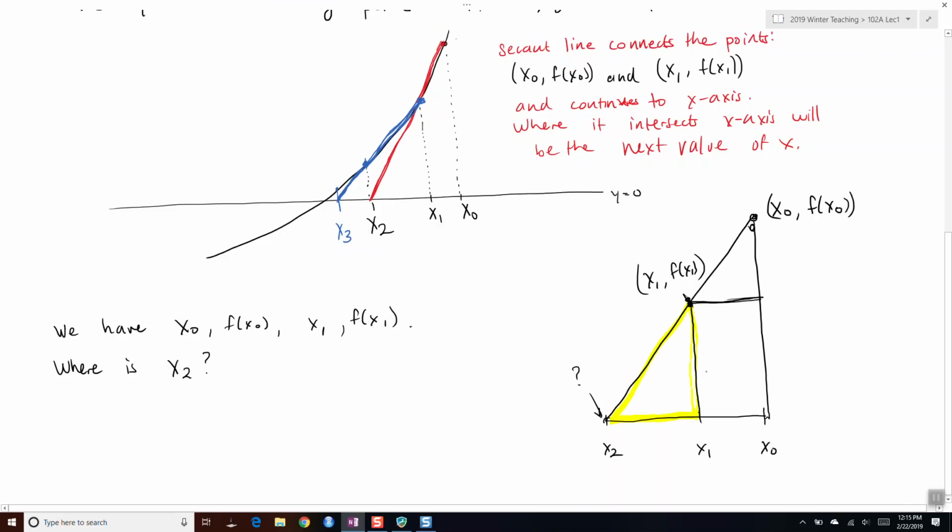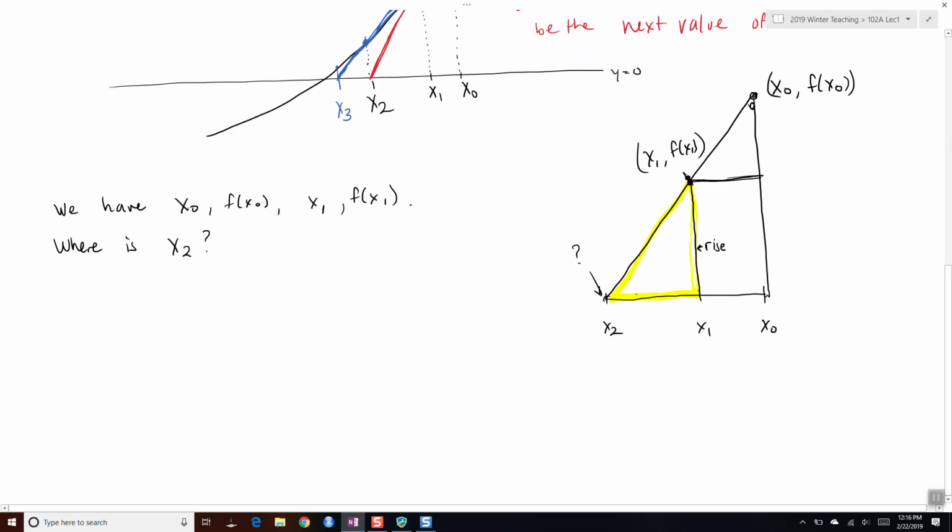And we're going to say this is the rise, this leg here. This will be our run. And so we have x2 is equal to x1 minus the run, okay? And so much like before, we can say slope is equal to rise over run. And so we'll say run is equal to the rise divided by the slope, okay?